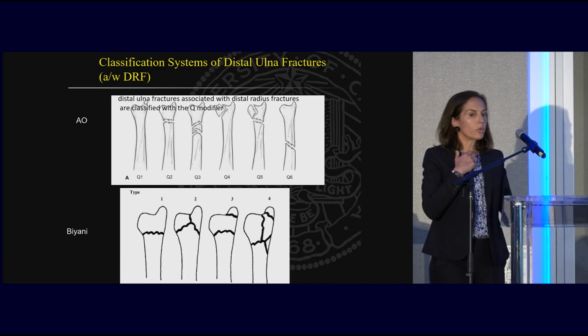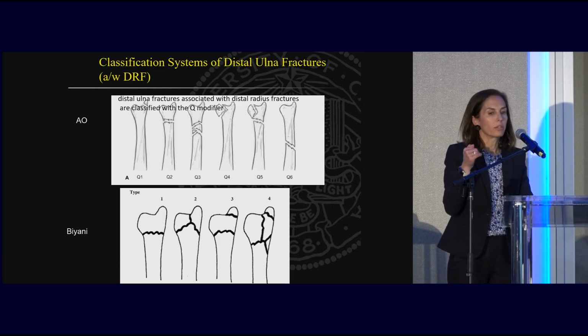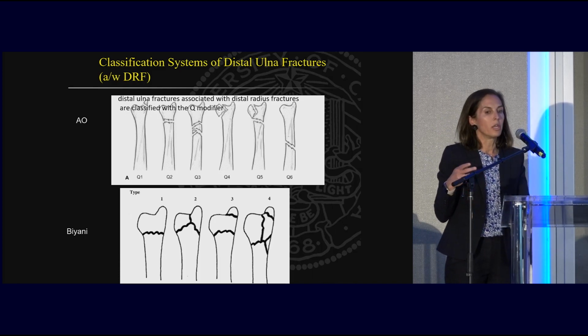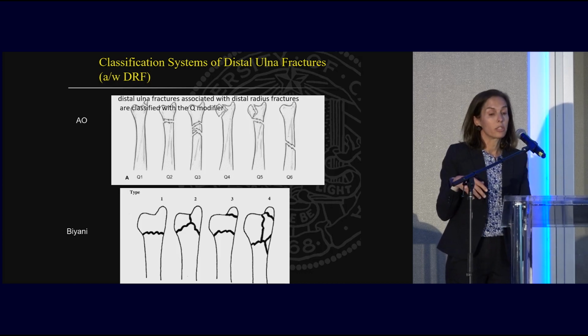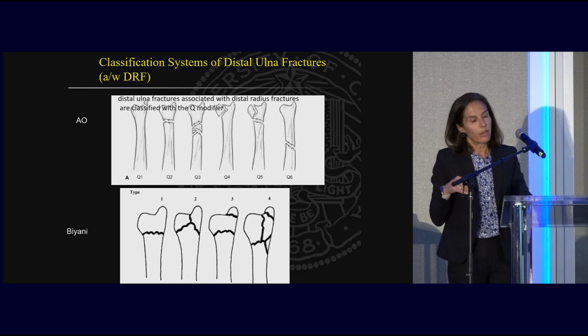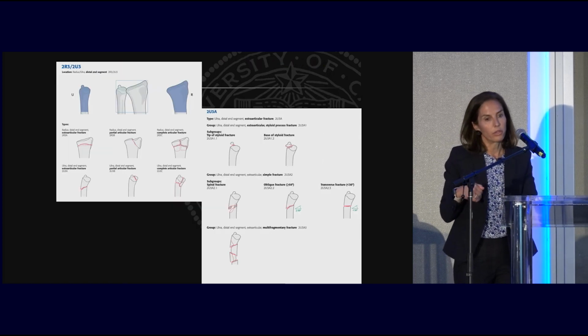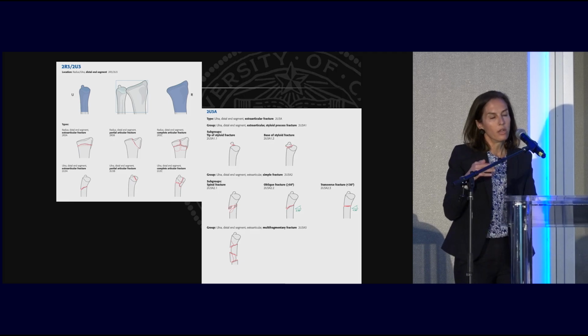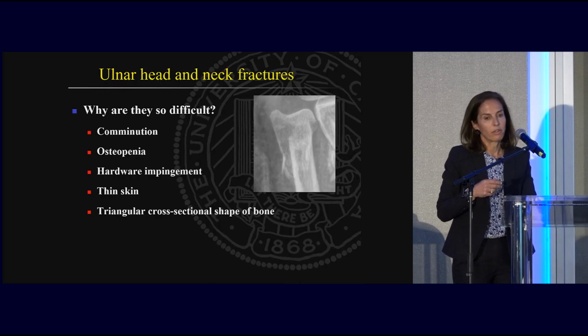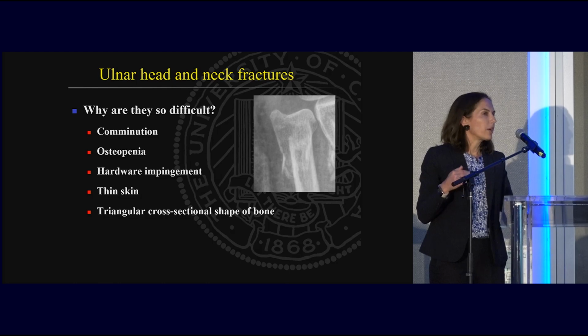So when we think about truly distal ulna fractures, there is a classification, given a Q modification, through the AO, which talks about them in relation to distal radius fractures. And then there are isolated distal ulna fractures, and you can see that with the new modification, there's many classifications that you can give it. Really, why are they so difficult?